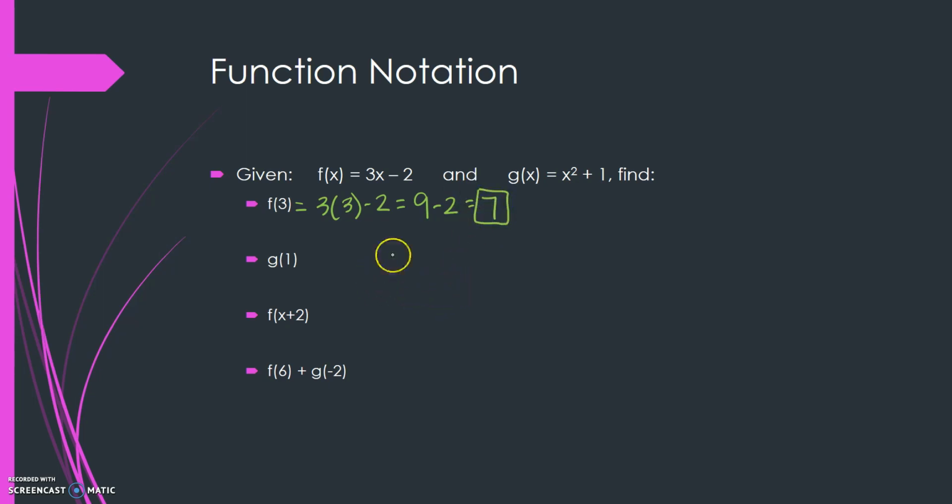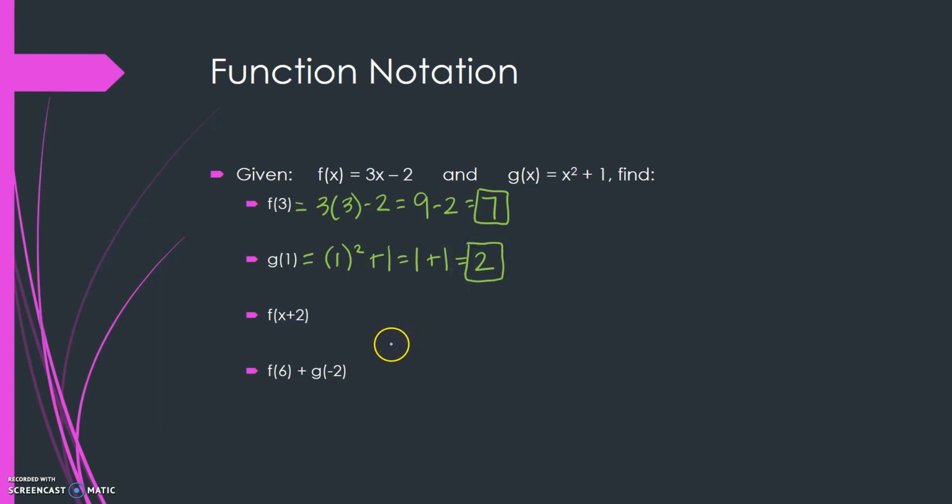g of 1. Now I'm going to come to g of 1, and instead of x, I'm going to replace it with a 1. So I've got 1 squared plus 1. 1 squared is 1. 1 plus 1 is 2. So g of 1 is 2.